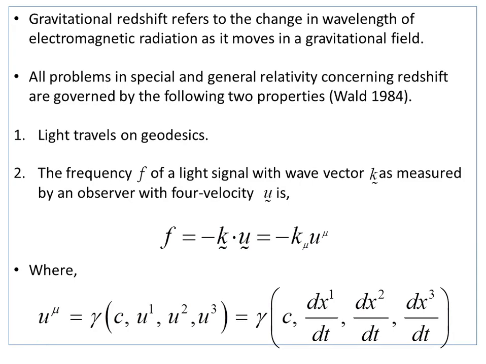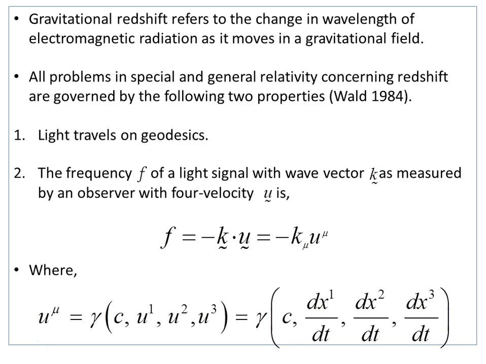Right, so gravitational redshift refers to the change in wavelength of electromagnetic radiation as it moves in a gravitational field. Now, all problems in special and general relativity concerning redshift are governed by the following two properties. And this comes from Wald's book, 1984.